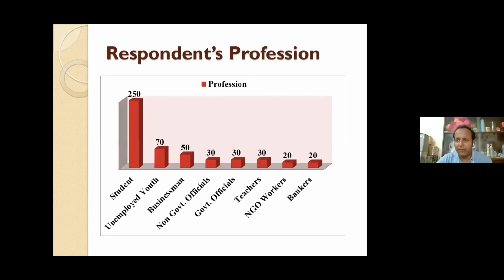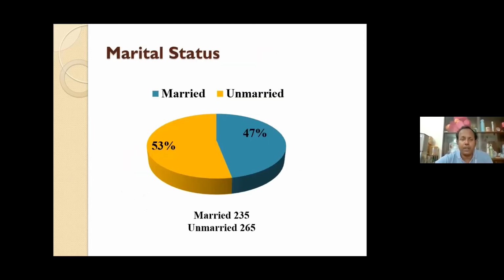Very different professionals visit the museum, and most of the visitors were students, either studying in college, university, or various schools. There are also unemployed youth, both male and female, who visit the museum. A small portion were non-government organization workers, 20, and bankers, 20. Apparently, some businessmen, non-government officials, government officials, and even teachers visit the Rabindra Kachari Bari Museum. If you look at the marital status, 53% of respondents were unmarried and 47% were married.